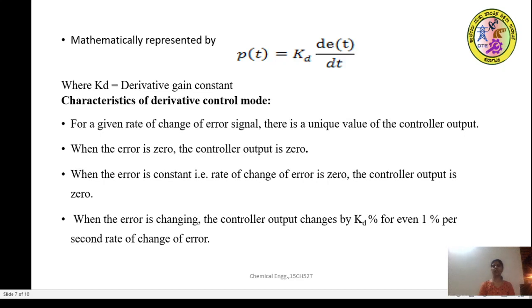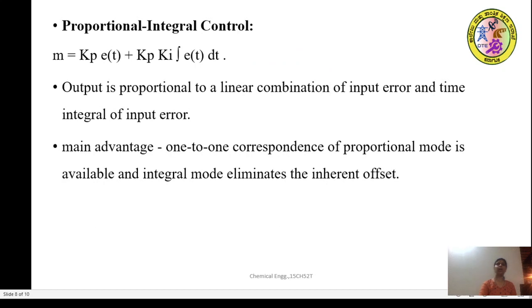When the error is constant, that is, the rate of change of error is 0, the controller output is 0. When the error is changing, the controller output changes by Kd percent for every 1% per second rate of change of error. So the change is made by the derivative gain constant percentage for every 1% per second rate of change of error. These are the characteristics of the derivative control mode of action.